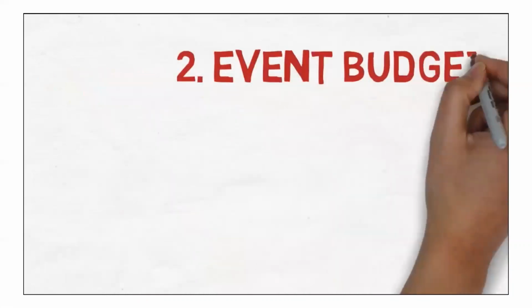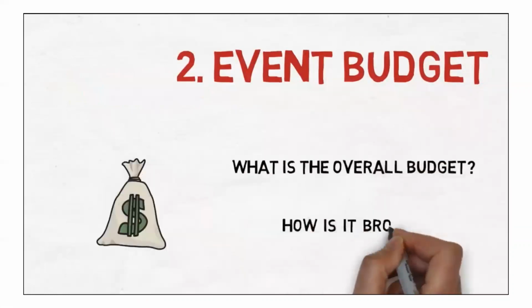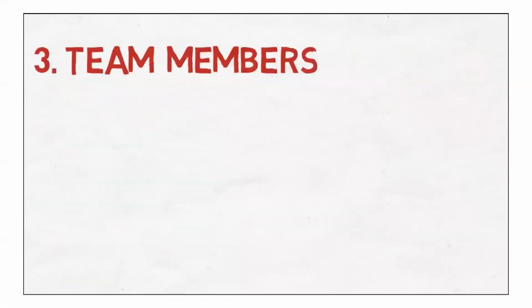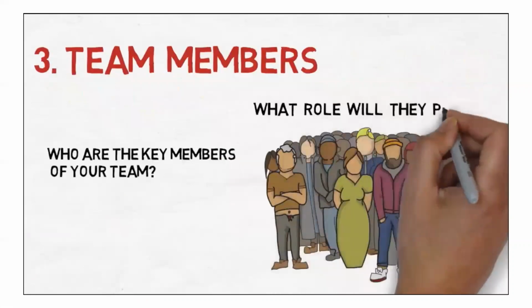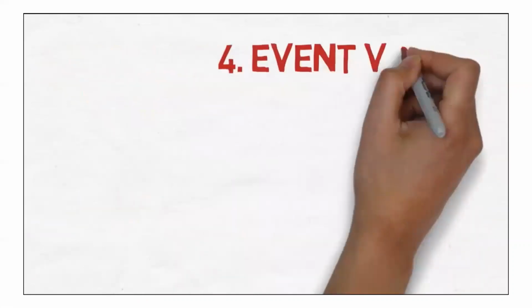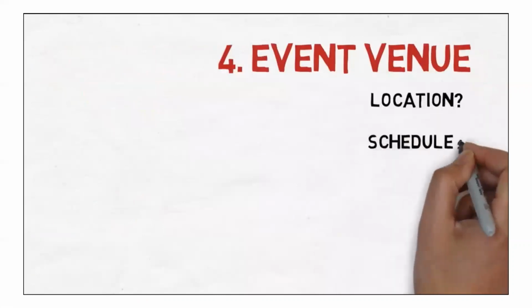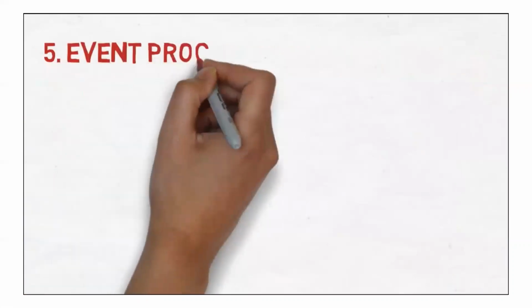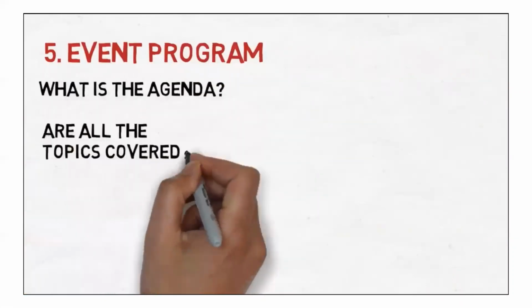Number 2. Event budget. What is the overall budget, and how is it broken down by specific cost items? Number 3. Your team. Who are the key members of your team, and what role will each one of them play? Number 4. Event venue. What venue is perfect for your event, and does it meet your schedule and cost targets? Number 5. Event program. What is the agenda for the event, and are all the topics covered?